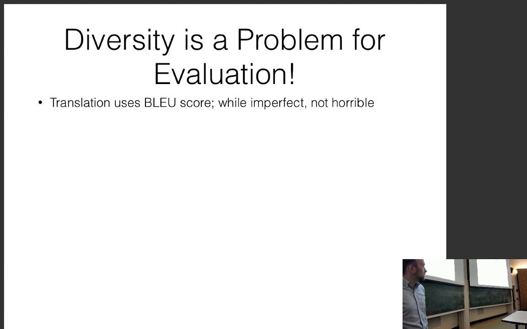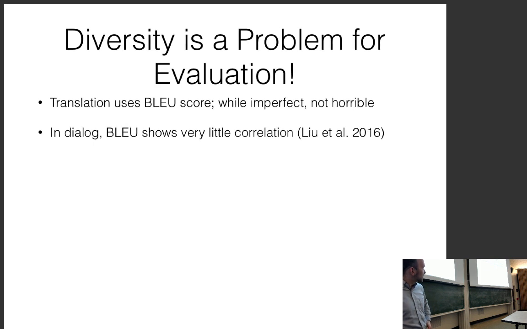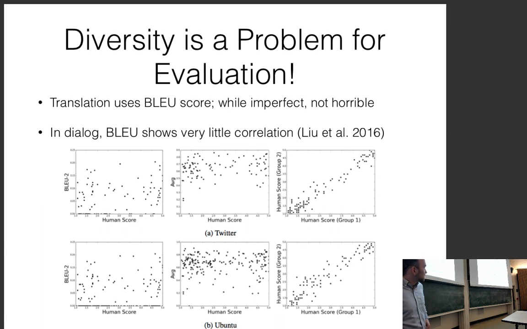Translation uses BLEU score. BLEU score also isn't perfect for translation either, but it's not horrible. It does correlate with human evaluation to some extent. But in dialogue, you can see that BLEU shows very little correlation. So basically what these graphs are is human score, this is how good humans judged the output to be, and this is BLEU score. So you can see there's virtually no correlation between these two metrics. And in fact, I think the correlation coefficient is 0 or something like that.